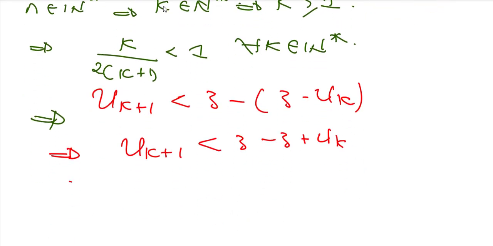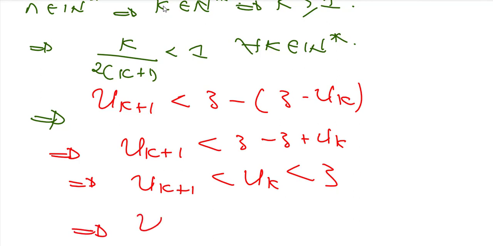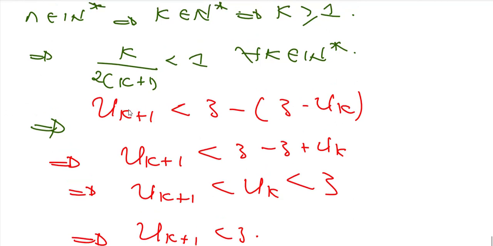And so what does this imply? It means u_{k+1} is less than u_k, but u_k on its own side is less than 3. So this means u_{k+1} is less than 3 as required. So we have proven that u_{k+1} is less than 3.